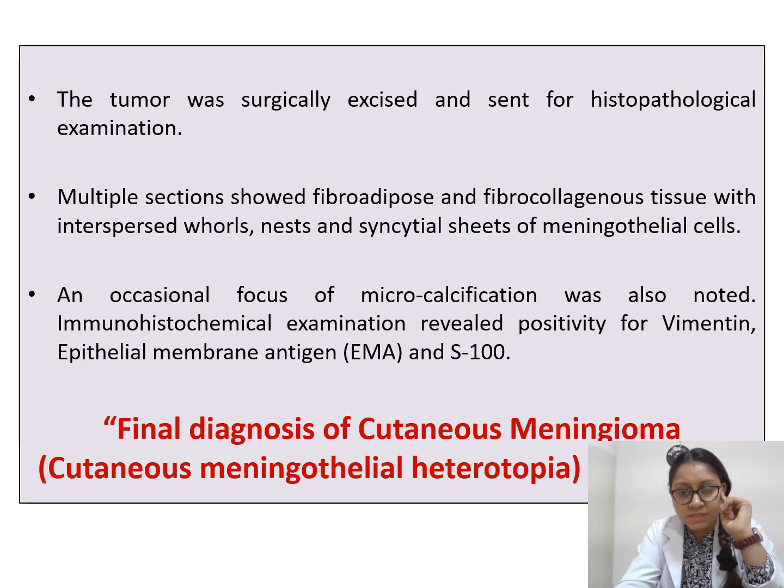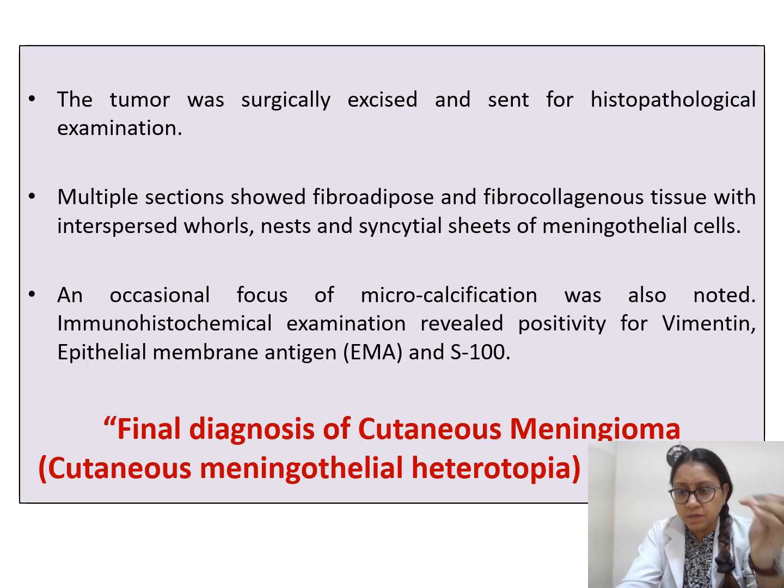Then we did multiple sections. When we do histo, we say it is a section. When you see cyto, that is a smear. Fine. Multiple sections showed fibroadipose and fibrocollagenous tissue with interspersed whorls, nests and syncytial sheets of meningoepithelial cells. In fact, we noted a focus of microcalcification also.